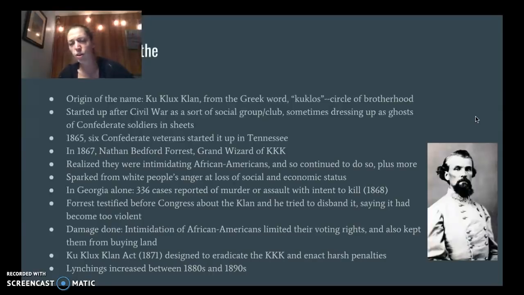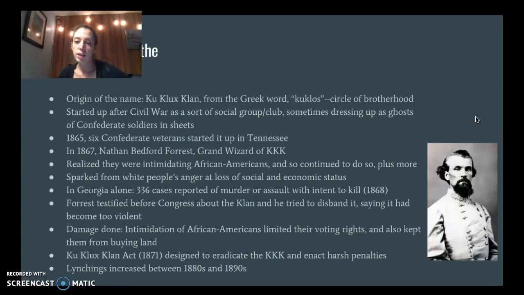And then when they started to become violent, that's when Congress decided that they needed to put a stop to this somehow. Because in Georgia alone, in 1868, there were 336 cases reported of murder or assault with the intent to kill. Those are the ones that are reported, mind you, okay? So not everything was reported to the authorities.